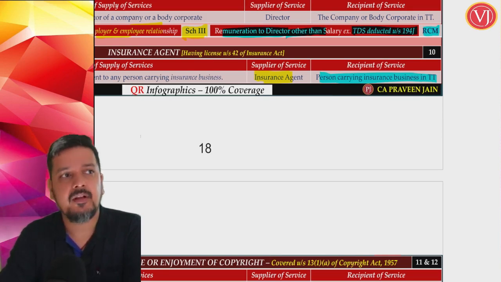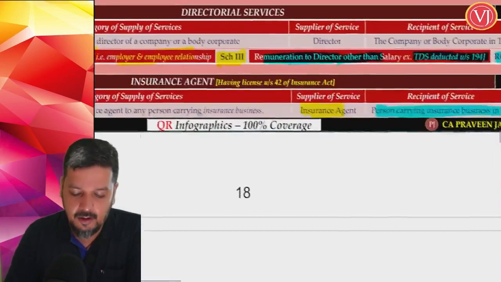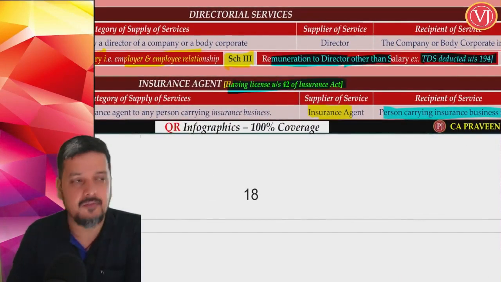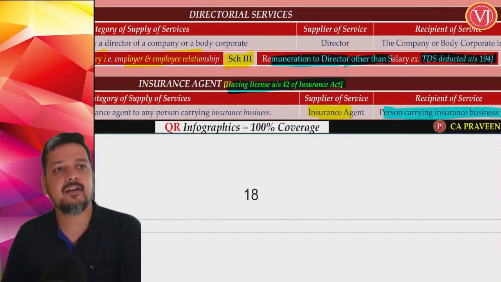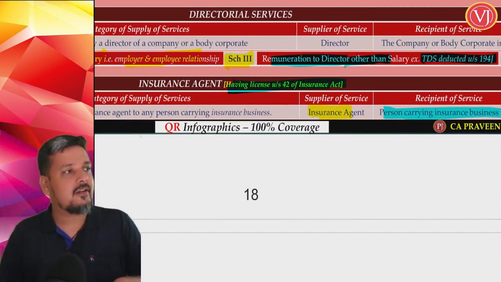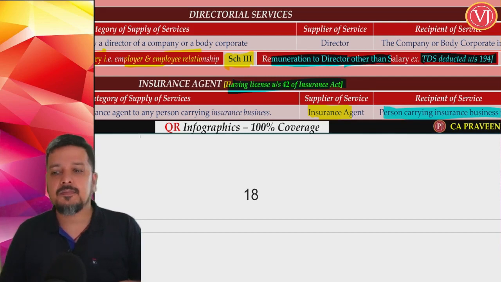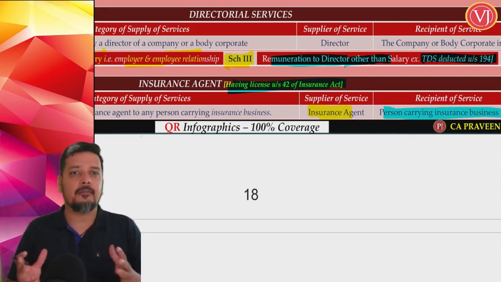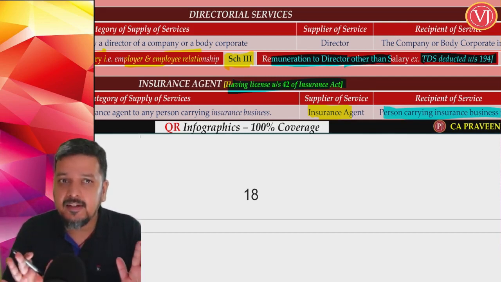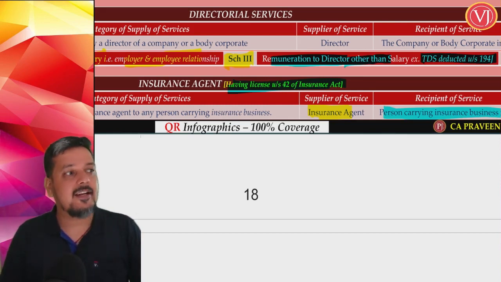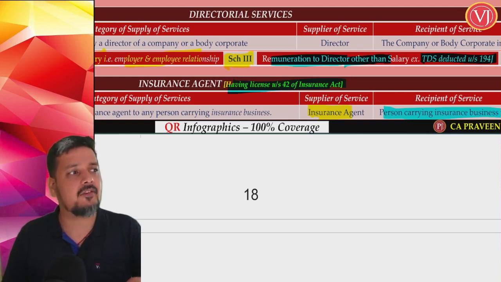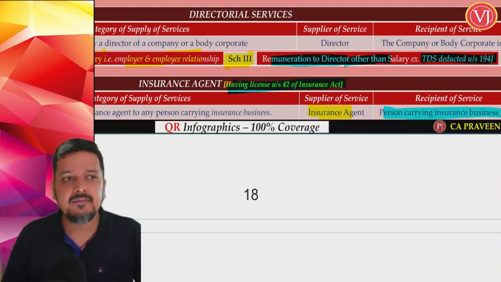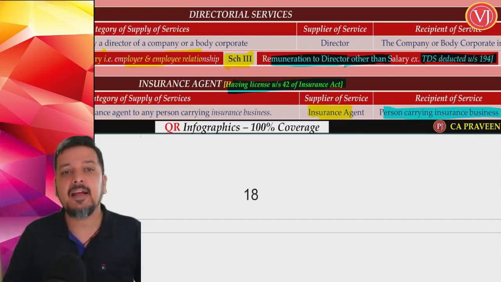It depends. If paisabazaar.com has got an insurance agent license under section 42 of Insurance Act, then it is insurance agent, then it is RCM, insurance company will pay. If paisabazaar.com is working like an insurance agent, but it is not having an insurance agent license, then technically it is not insurance agent. It may be agent roughly, but technically it is not. FCM, RCM? FCM. It will be FCM.